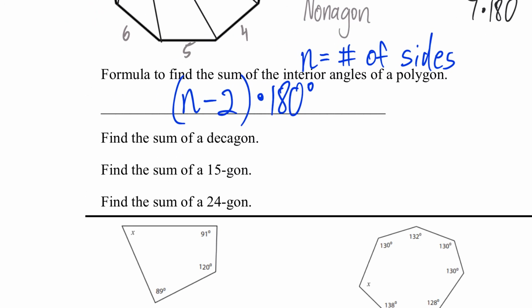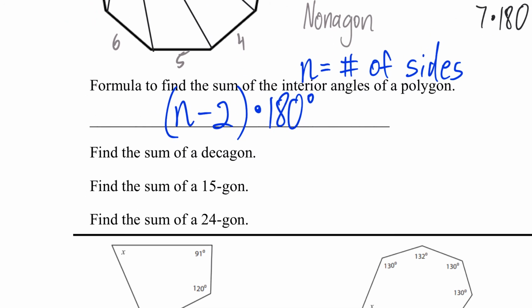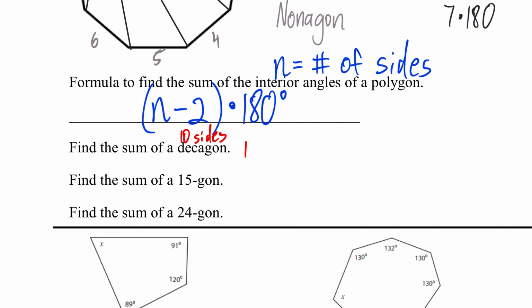So let's practice. The first one says find the sum of a decagon. Does anybody know how many sides a decagon has? Good, it has 10 sides. So if I want to find the sum or the total of those angles, I'm going to go (10 minus 2) times 180. Now when you do this, you have to put the 10 minus 2 in parentheses because your calculator is going to follow order of operations. So make sure you put the 10 minus 2 in parentheses. So what's the total number of degrees in a decagon? 1,440 degrees.